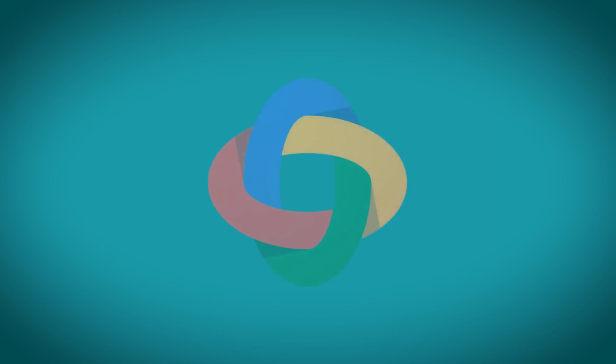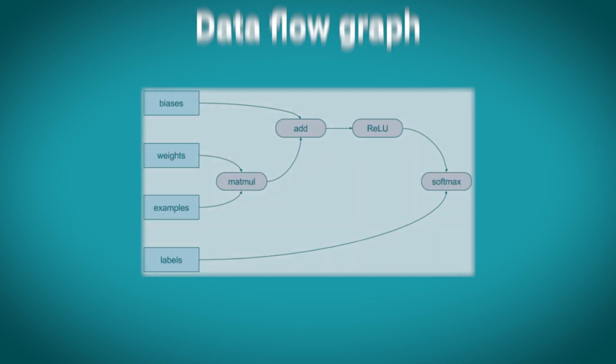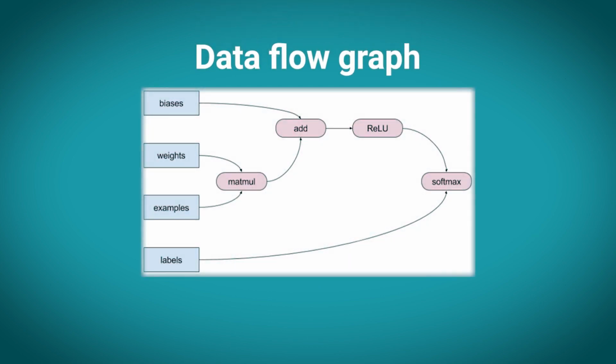TensorFlow, developed by Google Brain, is an open source library designed to perform complex computations efficiently using data flow graphs. It's highly popular for implementing deep learning models, and its flexibility makes it suitable for a wide range of applications.